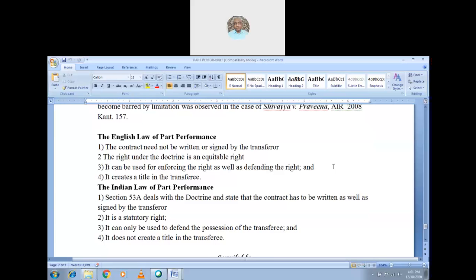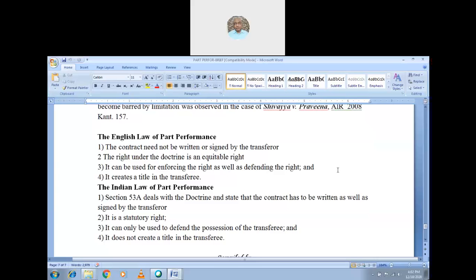The Indian law of part performance, Section 53A, deals with the doctrine, and it states that the contract has to be written as well as signed by the transferor. In Indian law, to avoid further implications, it is better for it to be written as well as signed by the concerned parties, meaning the transferor, or on behalf of the transferor somebody else who holds the GPA. It is a statutory right. Yes, it is not any other thing, because he will get the statutory right under 53A, where the transferee has the right to have the contract fulfilled. It can only be used to defend the position of the transferee. It acts only as a shield but not as a sword. But in English law, it can act as a shield as well as a sword.